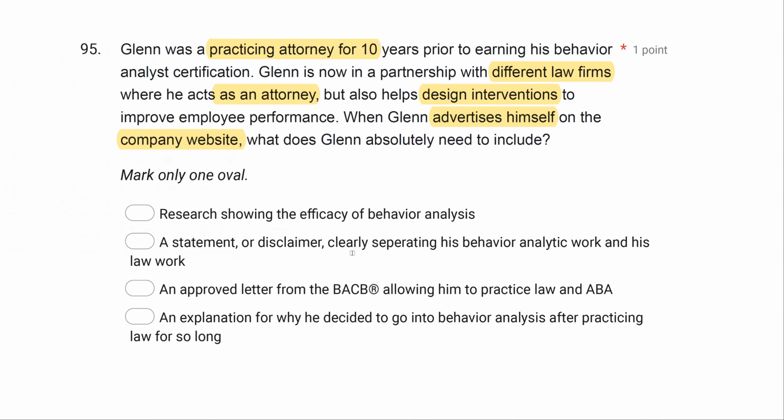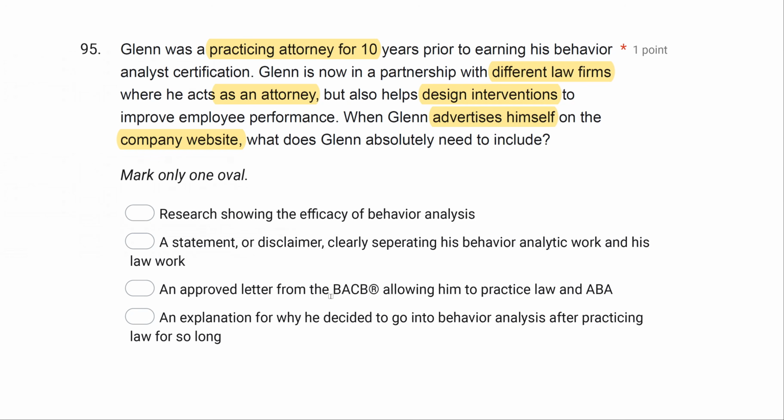Now, we're always behavior analysts, right? But he can't advertise both. If he's not actually engaging in behavior analysis, he can't make it seem like he is for more fees or more clout or whatever it might be. It's got to be a statement or disclaimer separating his ABA work and his law work.